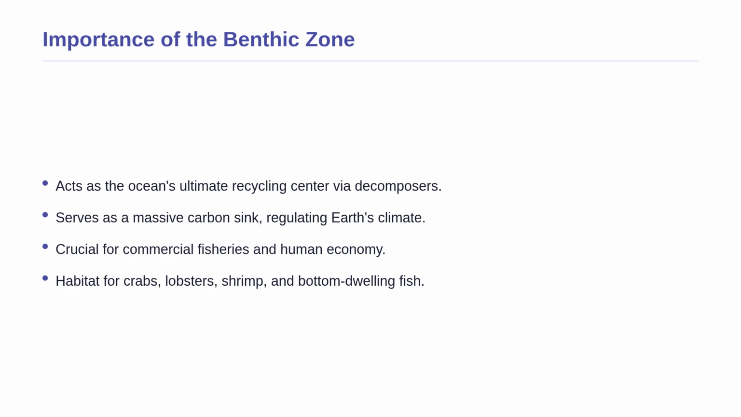Furthermore, the benthic zone is a massive carbon sink. It traps carbon in sediments for millions of years, which helps regulate the Earth's climate and slow down global warming. In our daily lives, it is incredibly important for commercial fisheries, providing highly valued seafood like crabs, lobsters, scallops, and bottom-dwelling fish such as flounder.